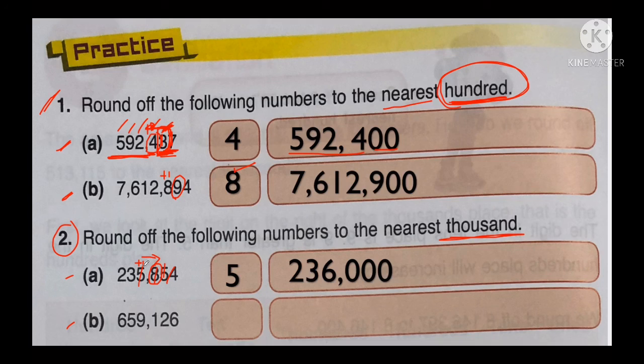Very good. Okay, letter B. Our given number is 9. Good job. 9 has a number beside it, which is 1. 1 is less than 4, so we will not add 1 to 9. Correct? So we will just follow 659, and then the 3 numbers here will become 0. Easy. Easy, right? Good job, everyone.